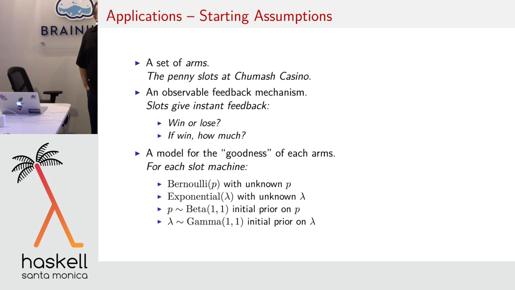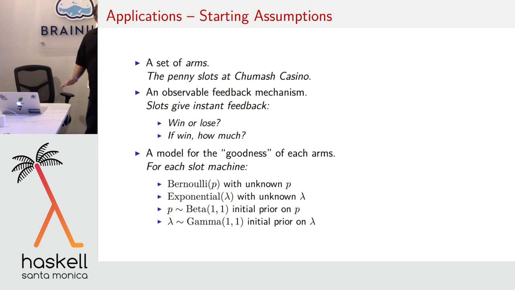So now, once we have our arms, and once we know our feedback mechanism, we can start making models for the goodness of our arms. Every arm has a Bernoulli distribution with an unknown probability of winning or losing. For that unknown p, we model it with a beta distribution, starting out with 1 and 1. Those are kind of neutral parameters for a beta distribution, so no assumptions. Our exponential has an unknown lambda, and so we model that with not exactly a neutral gamma, but kind of close enough, 1, 1.